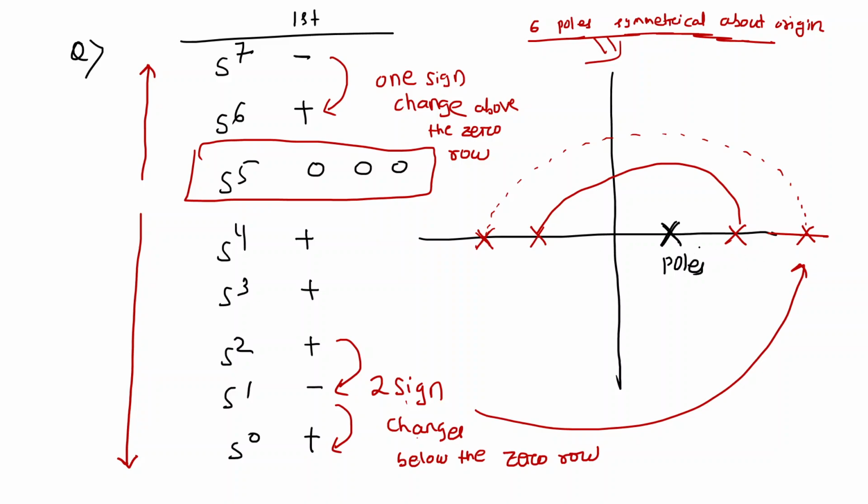Okay, but out of 5 poles, 4 poles are symmetrical about origin, but I have to make 6 poles symmetrical about origin. So by default, you don't have a choice. You have to place these 2 poles on the imaginary axis to make 6 poles symmetrical. You understand this question?